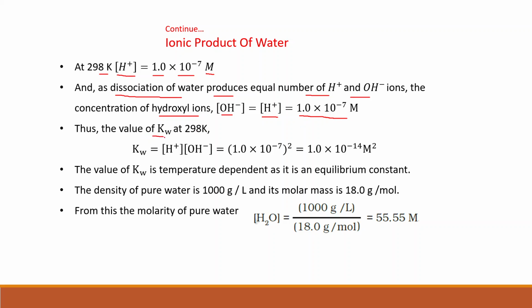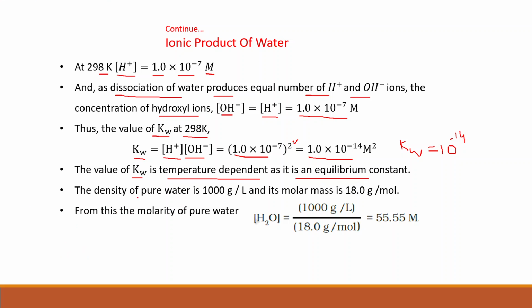Thus, the value of Kw at 298 Kelvin, we can write Kw is equal to concentration of H plus ion multiplied by concentration of OH minus ion, and both have the same concentration, that is 1.0 into 10 to the power minus 7 at 298 Kelvin. So we can say this is 1.0 into 10 to the power minus 7 squared. So this is 1.0 into 10 to the power minus 14 M squared, or simply we can say Kw is equal to 10 to the power minus 14. The value of Kw is temperature dependent as it is an equilibrium constant.